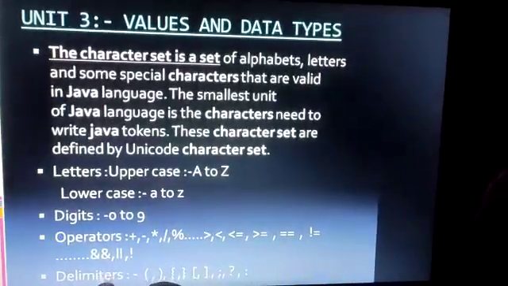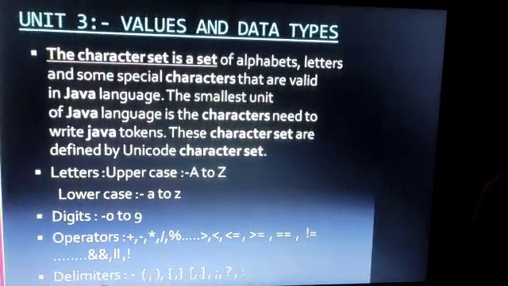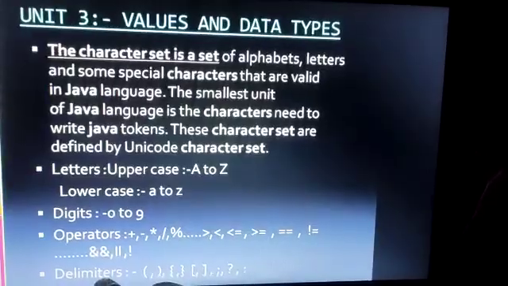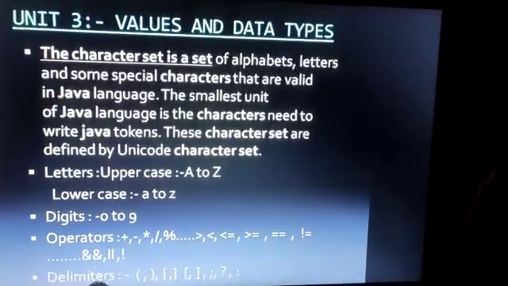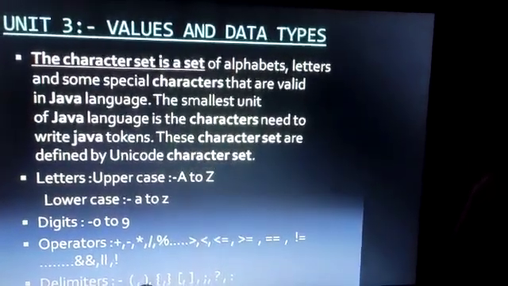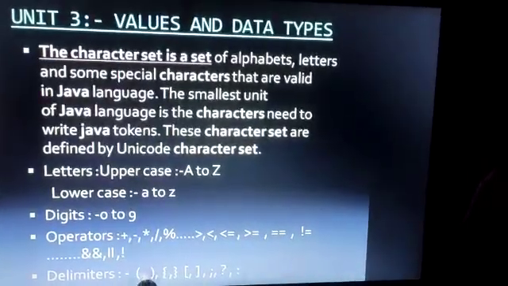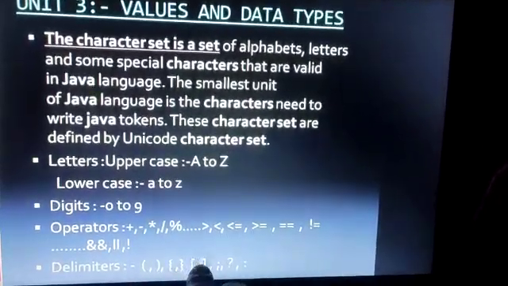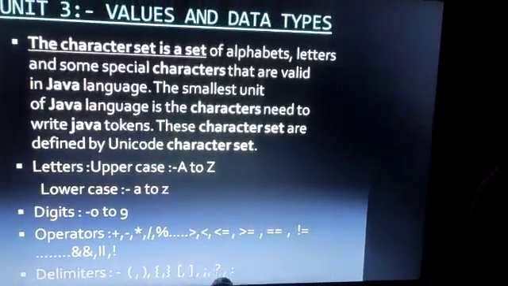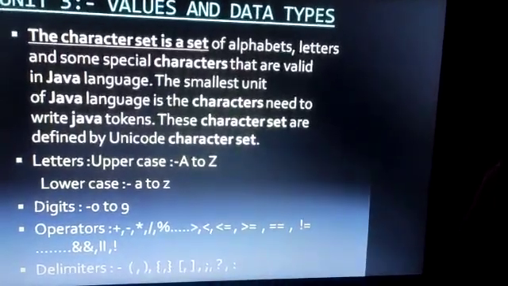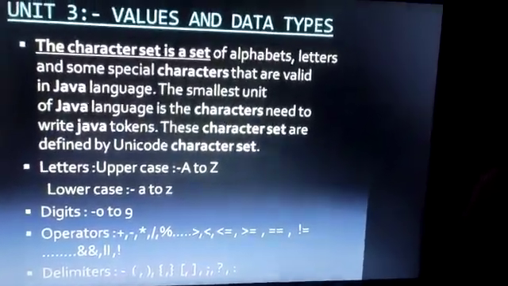Next we have delimiters. Delimiters tell the scope or limit of any Java character set. They can be small brackets, opening and closing, curly brackets, big brackets, semicolon, question mark, and all types of delimiters we have.